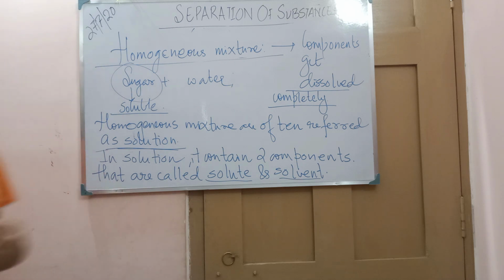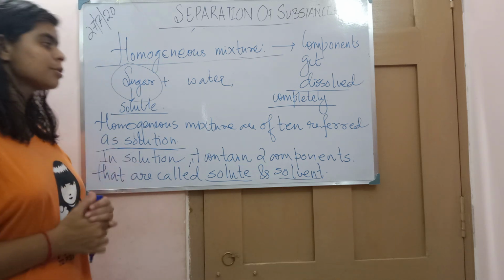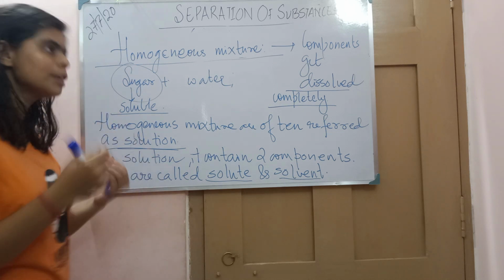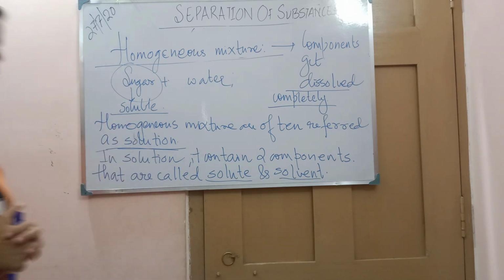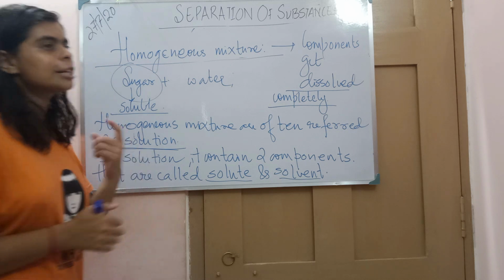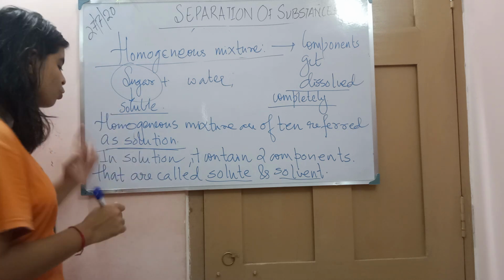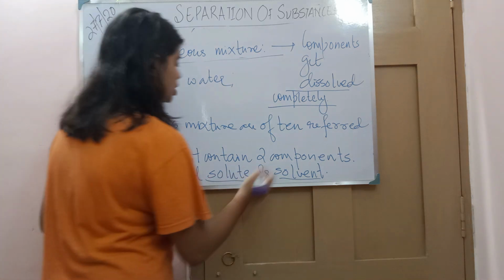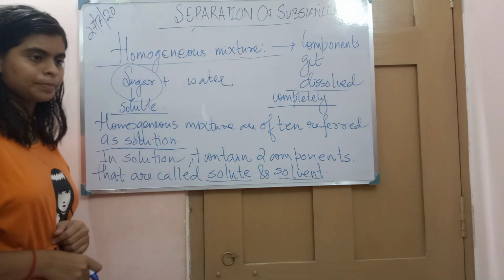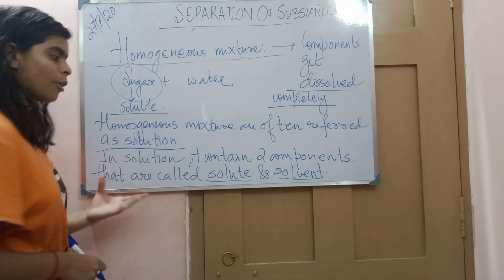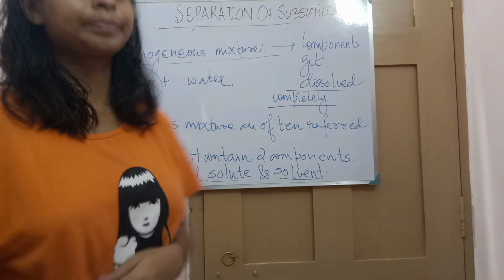Now we will understand what is solute and what is solvent. So we have understood that homogeneous mixtures are often called a solution as a common term, and that solution contains two components called solute and solvent. Now we will understand what is solute and what is solvent.